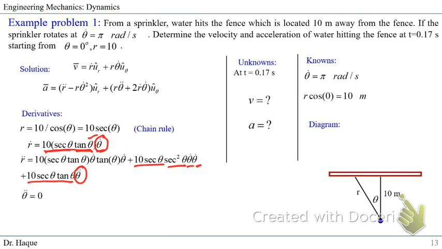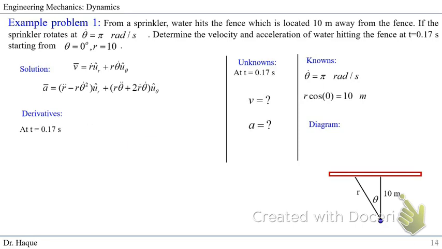Also, when we find the theta double dot, we know theta dot is pi. So if we take the derivative, which is constant, it gives you 0. So theta double dot is 0. So we have found our equations. Now if we plug in the values, we can find the values of these.